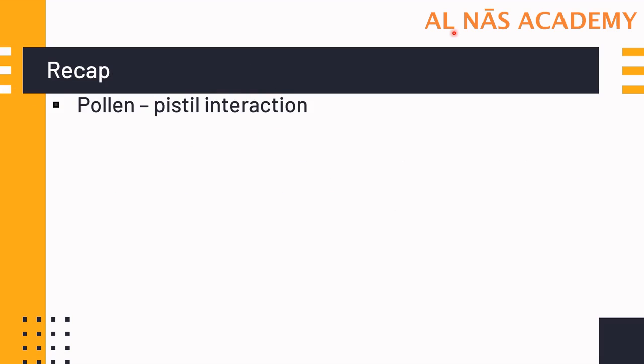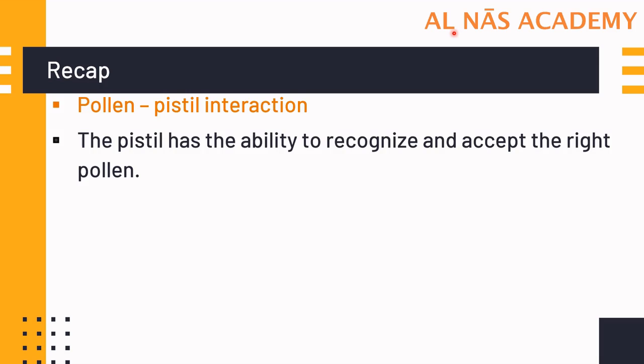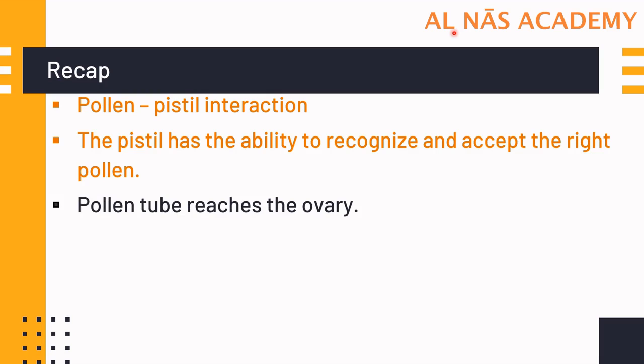Today we have discussed pollen-pistil interaction. It begins with pollination and ends with fertilization. The pistil has the ability to recognize and accept the right or the compatible pollen of the same species. The compatible pollen absorbs water and nutrients, mainly sugar, through the germ pore and produces a pollen tube. The pollen tube reaches the ovary, enters the ovule through the micropyle, and enters one of the synergids through the filiform apparatus. We are going to discuss this in detail in our next video, that is double fertilization.